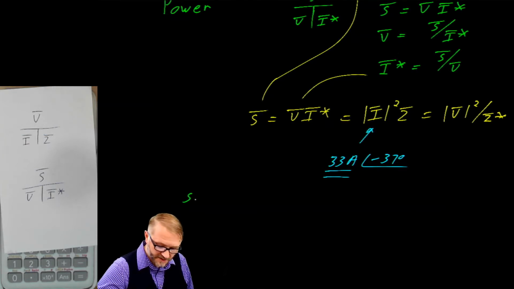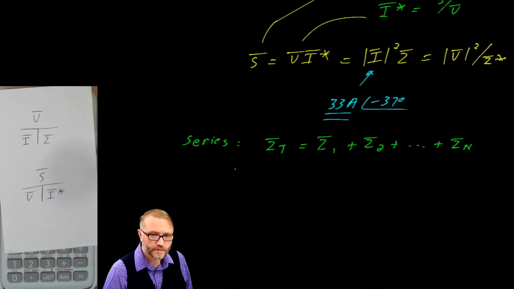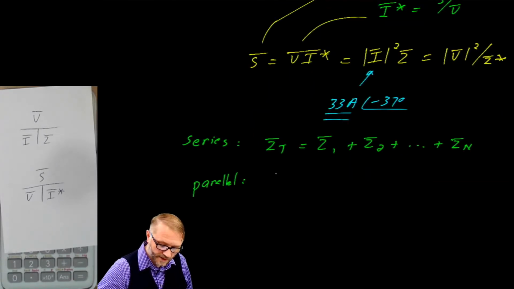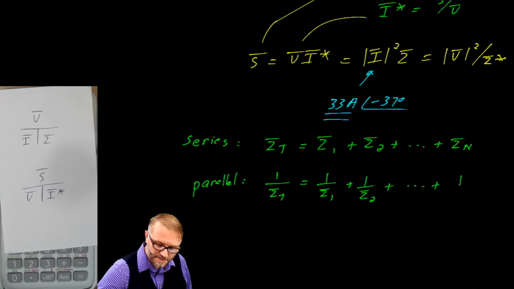We explored series circuits. We talked about a total impedance, which is the summation of the individual impedances. We explored impedances in parallel, where 1 over the total impedance is equal to 1 over the first impedance, plus 1 over the second impedance, and so on for as many impedances that you have in parallel.